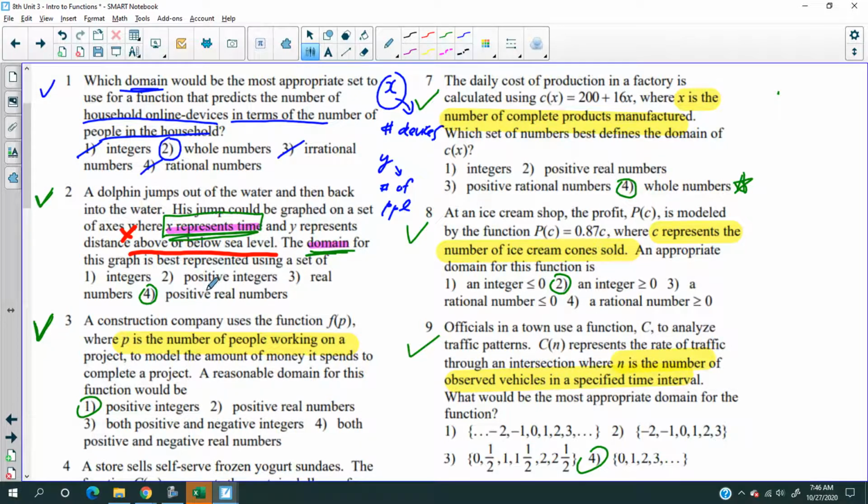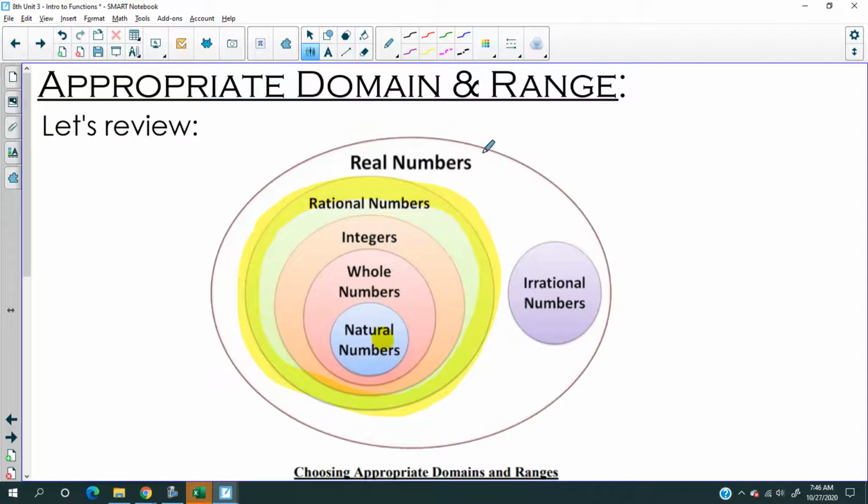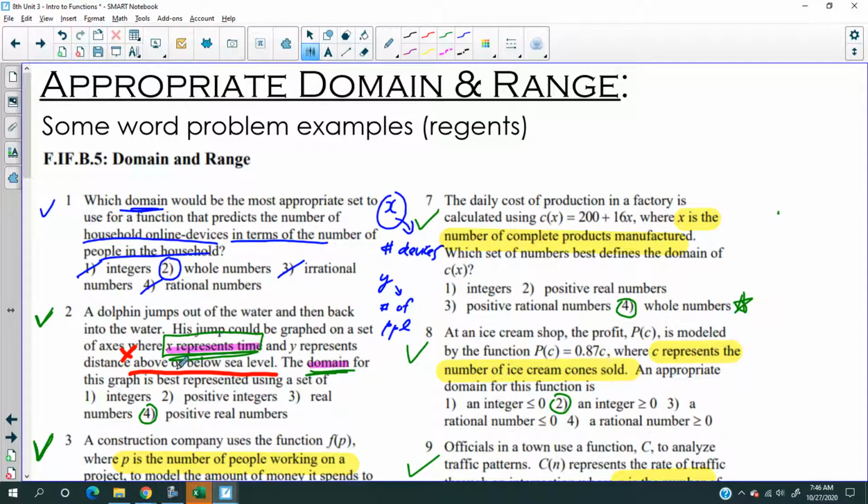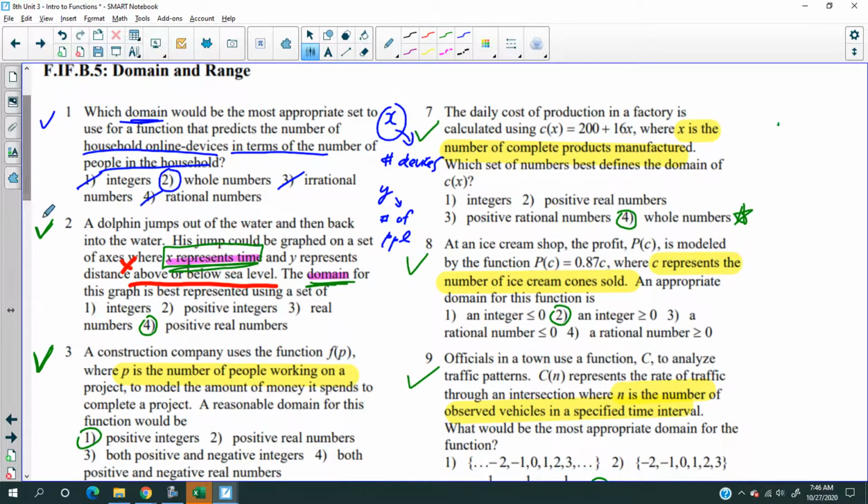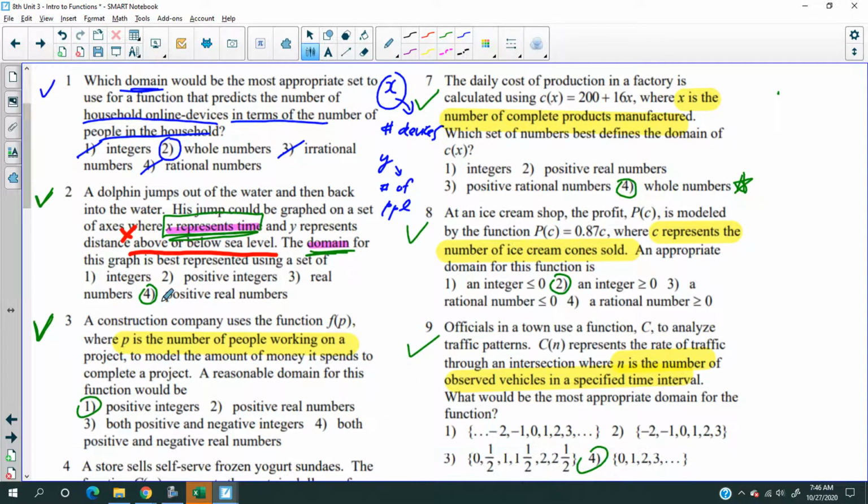Moreover, look back at the chart. Real numbers could be rational numbers, integers, and so on and so forth. So that means that time is continuous. So that's why I picked that. 3, that's easy.